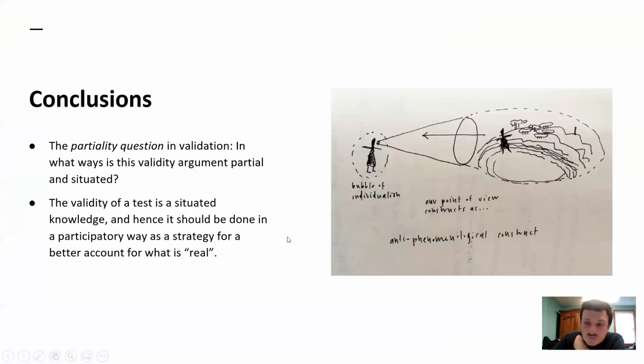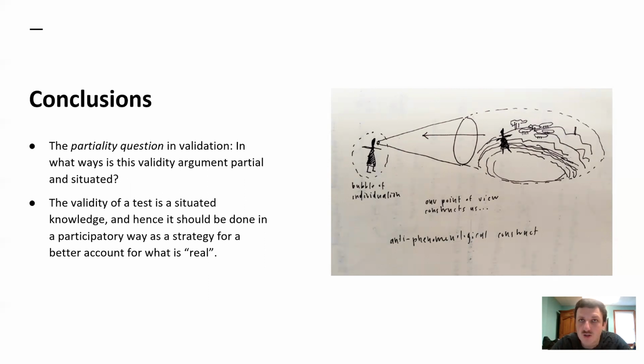So in terms of conclusions, I think there are two core things that come from feminist epistemologies that should be included in our validation practices. First is what I call the partiality question in validation. We can always ask: in what ways is this validity argument partial and situated? Every time we validate a test, I think we should turn a little bit of gaze on ourselves, on the context and the situatedness of the argument, and be very candid about the partiality of the validation effort.